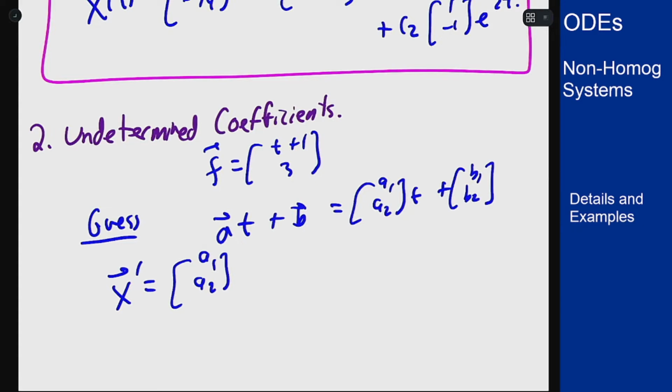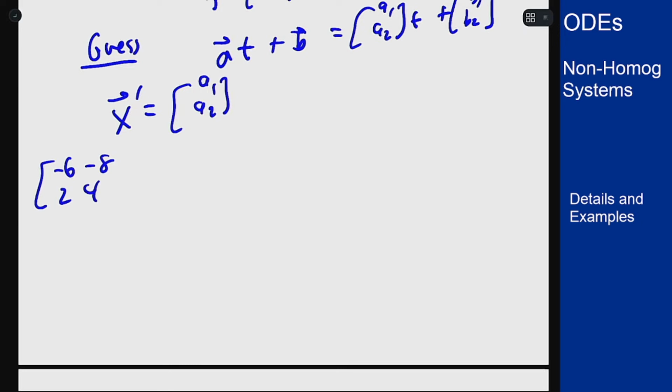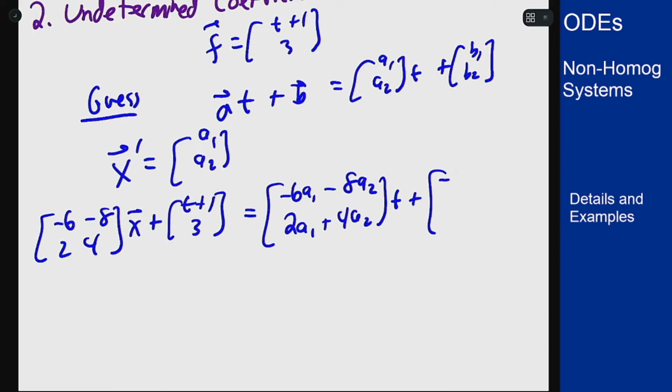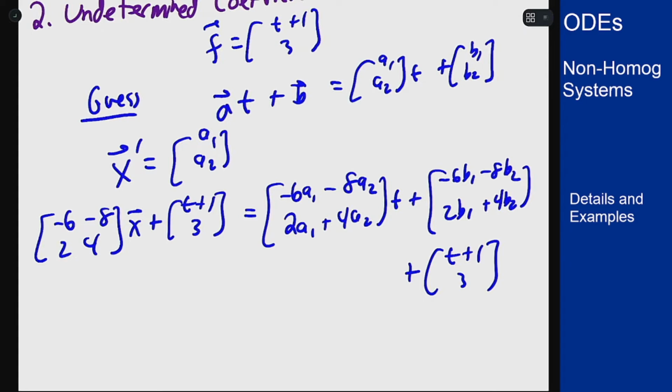For the other side, we have the matrix minus 6, minus 8, 2, 4, times x, plus our t plus 1 and 3. When we multiply that by our guess for the solution, we're going to apply this matrix to these vectors and leave the t functions alone. So we'll see minus 6a1 minus 8a2, 2a1 plus 4a2 times t, plus minus 6b1 minus 8b2, 2b1 plus 4b2 times the constant, and then plus t plus 1 and 3. Then we just want to group these terms into where they belong. So this t will result in a plus 1 being here, this 1 will be a plus 1 here, and this 3 is a plus 3 down here.